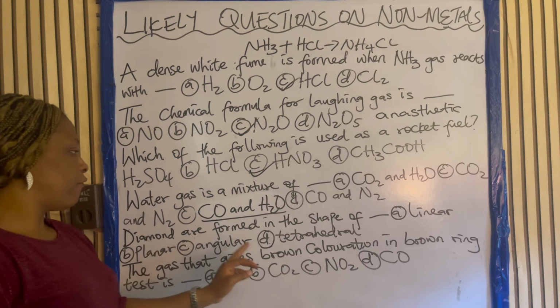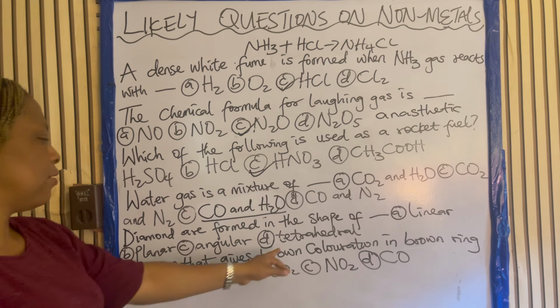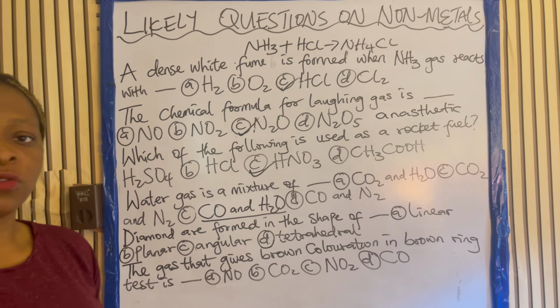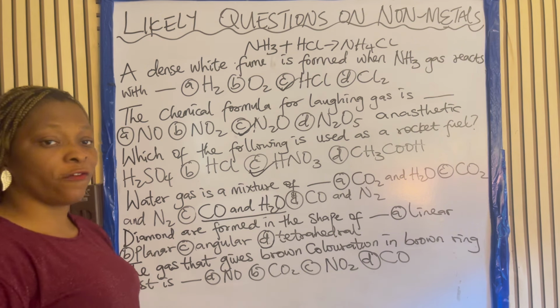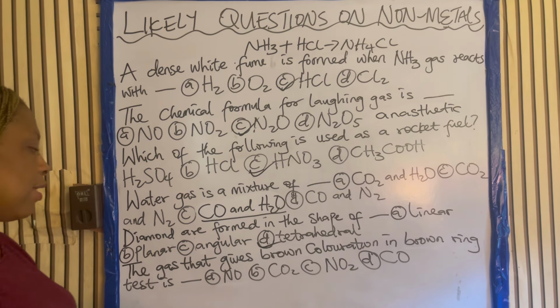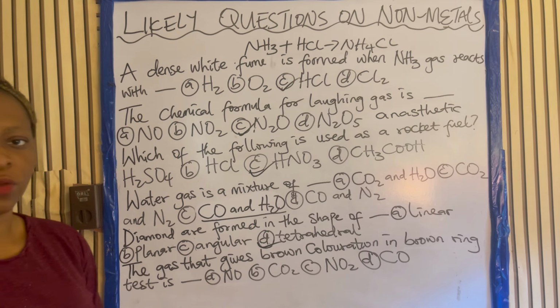The diamonds are formed in the shape of what? Linear, planar, angular, tetrahedral. Of course, diamonds are carbon, so they are formed in the shape of tetrahedral.